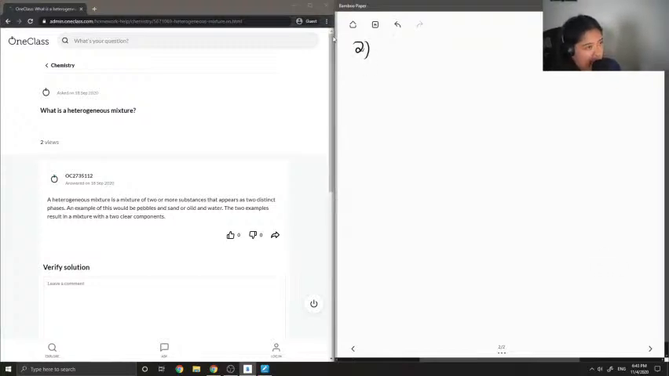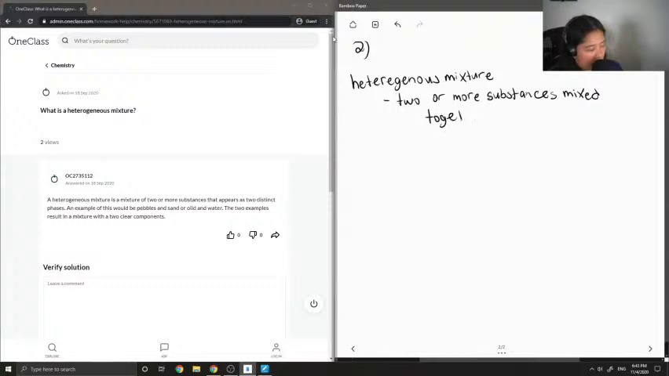What is a heterogeneous mixture? So when you have a heterogeneous mixture, this is when you have 2 or more substances mixed together and you can see them as 2 distinct phases.